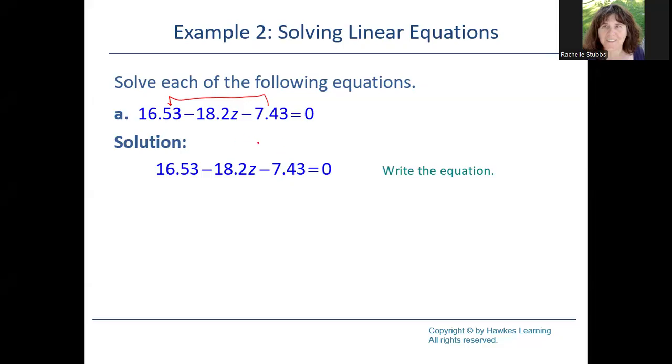We're going to get 16.53 minus 7.43 is going to give us 9.10 minus 18.2z equals 0. And now, come down here, we want to add or subtract 9.10 from both sides. Let's go down here, put this up here.